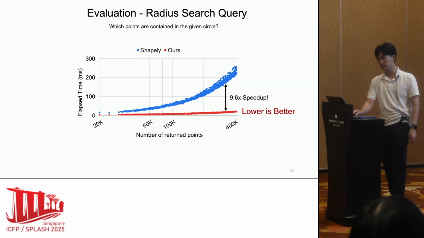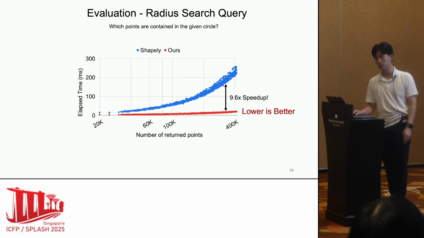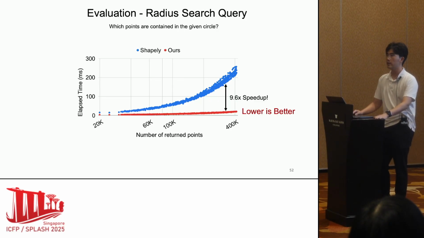And we see that we got a huge speedup compared to Shapely. This was mainly because Shapely is optimized for box queries. So for circles, they also have to materialize all the candidate points within the bounding box, similar to what we did, and then filter them in a second pass. In contrast, our compiler fuses everything into a single pass, avoiding unnecessary materialization.